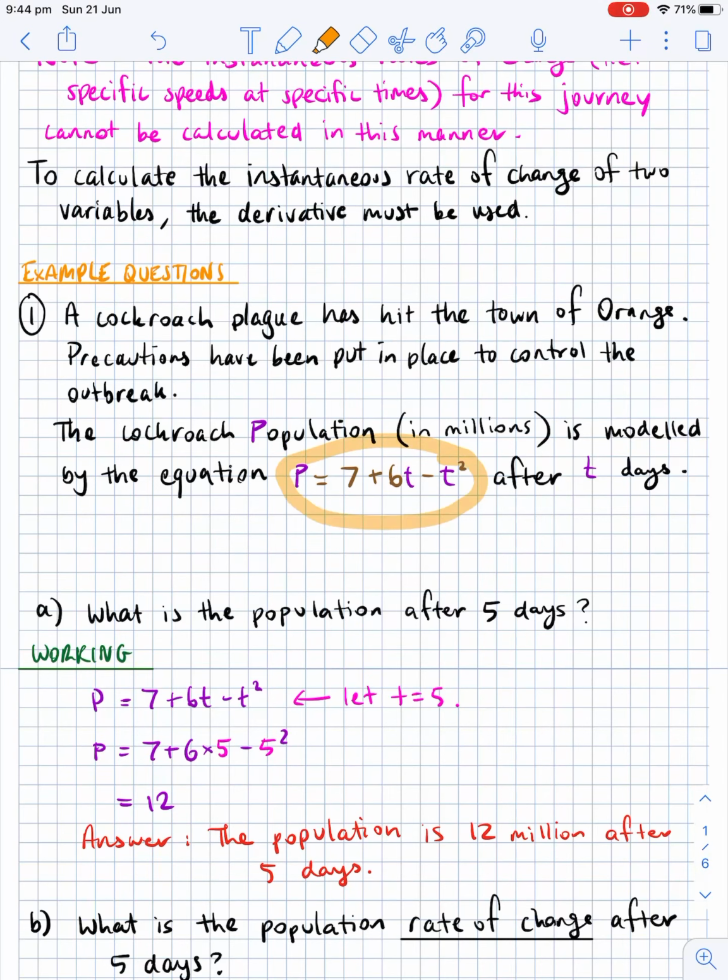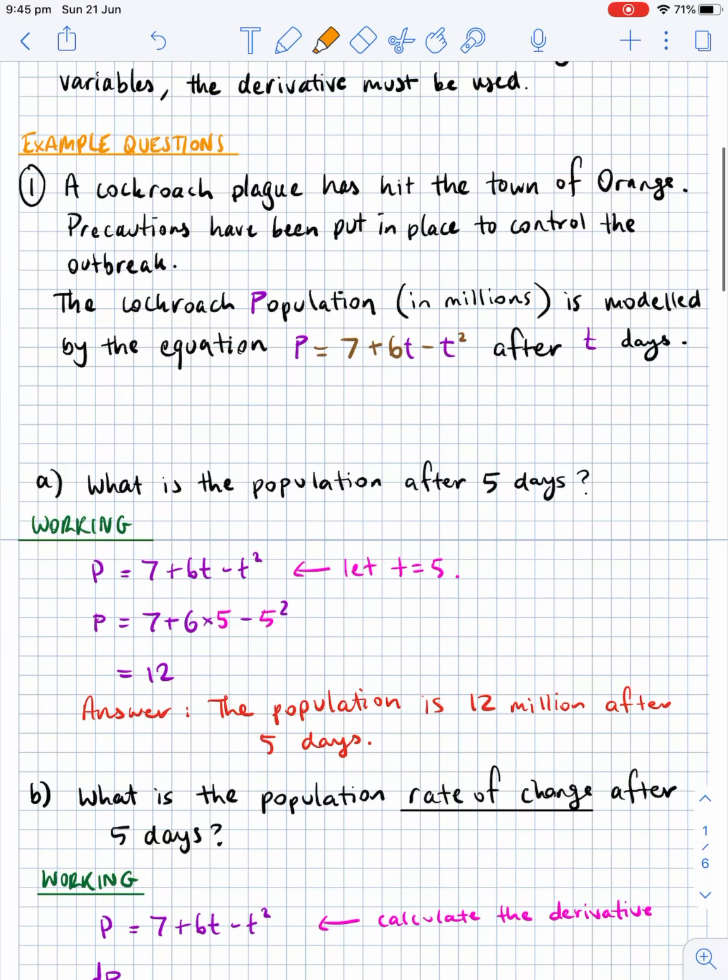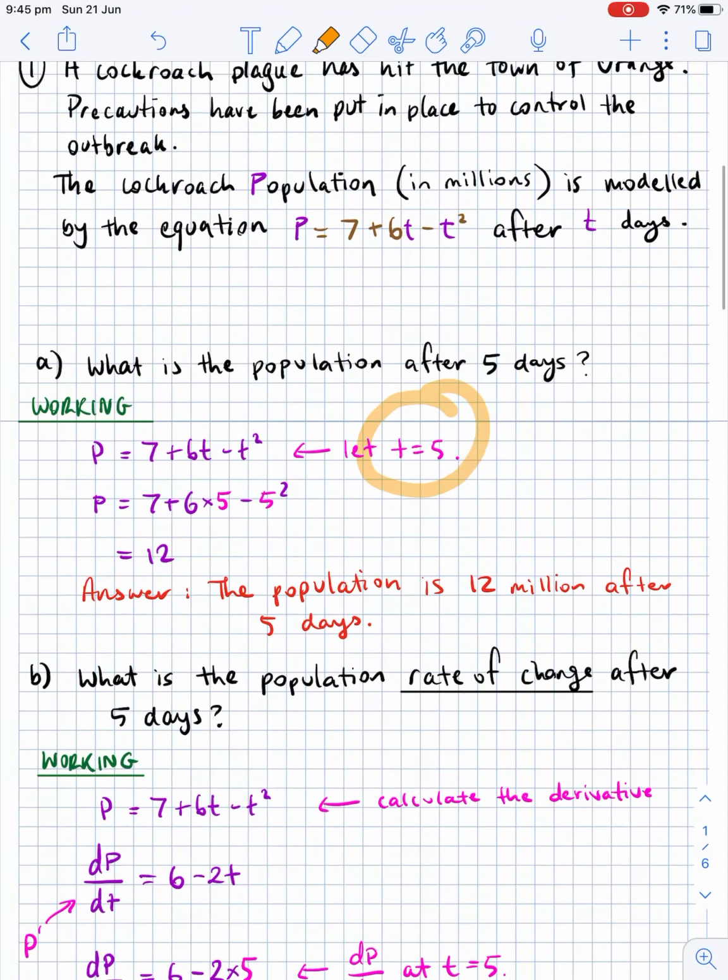But we want to know specific things about this population, like how do we use this equation to give us more information about this cockroach population. Okay, so first up, what is the population after 5 days? That's as simple as just putting 5 into this value for t, and that'll spit out the population. So this equation is very handy. If we let t equal 5, we get 12. So therefore, the population is 12 million after 5 days. Because P is in millions, 12 means 12 million. Don't get confused, that's not 12 cockroaches, it's 12 million cockroaches.